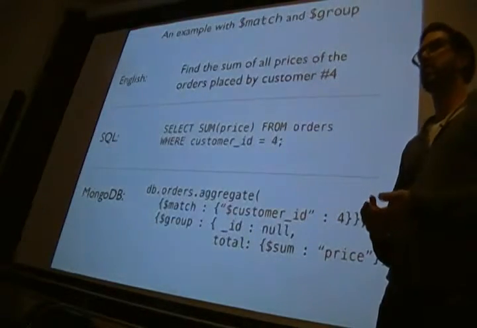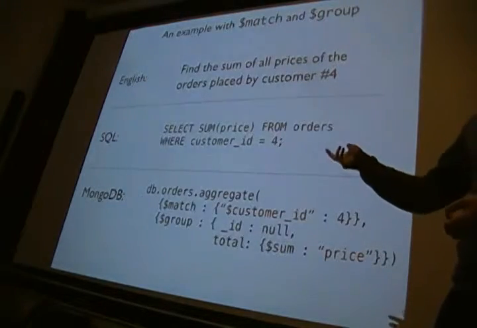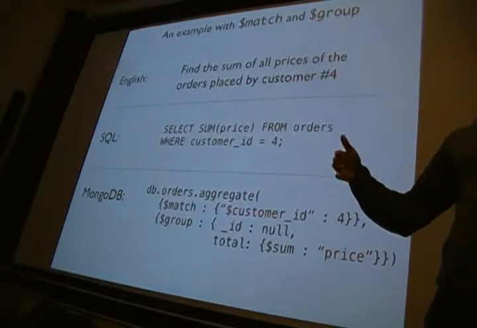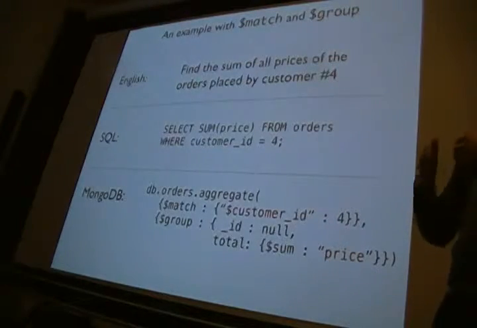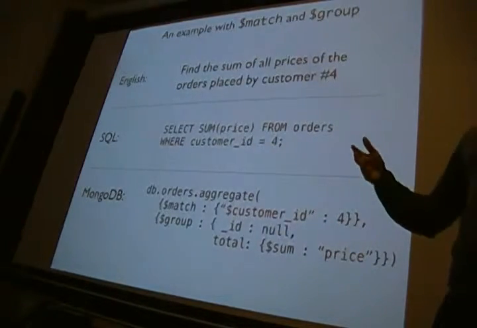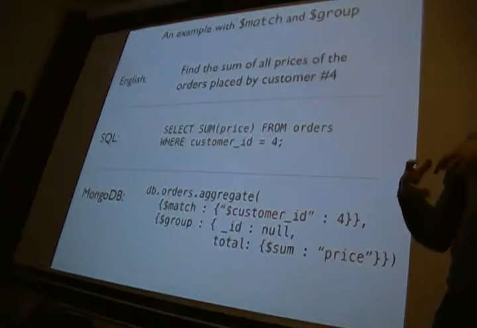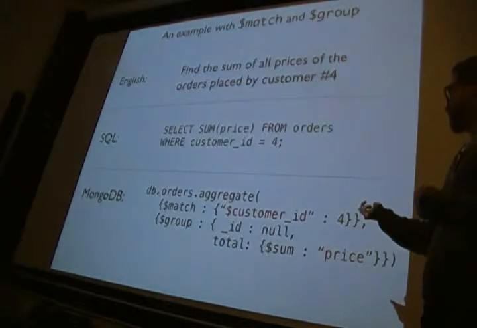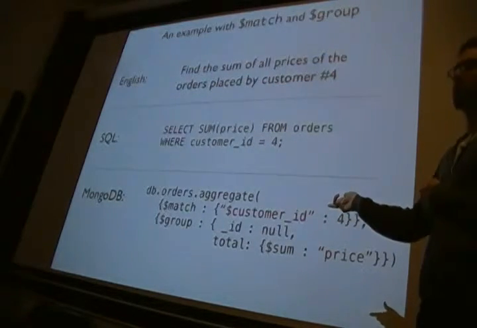So in Mongo, assuming that you have a collection of a similar structure, where you have a customer ID and a price, you would do $match customer ID 4. So give me all the documents where customer ID was 4, and then use the $group. For all of those in the group, apply _ID null. If you use _ID null, it means just use one bucket for all the documents, don't bucket for each value. And then get the sum by using the $sum operator, and take the result and stick it in the field called total.